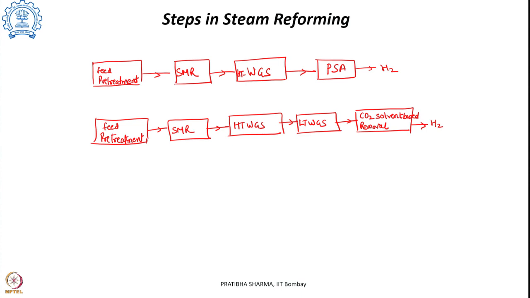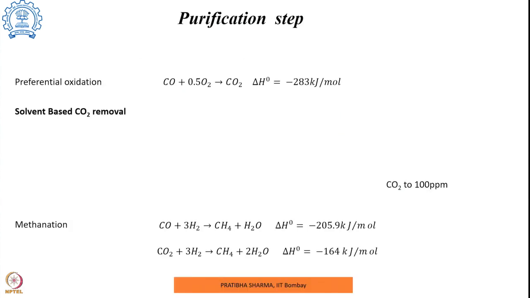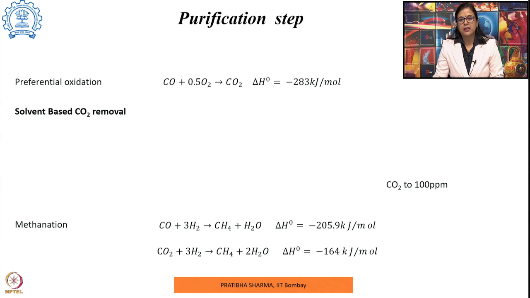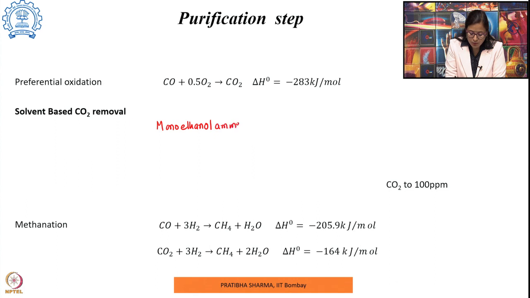So, if a solvent based carbon dioxide removal method is being used, in that case we know that from the low temperature water gas shift less than 1% of carbon monoxide is left, and that can undergo preferential oxidation to convert into carbon dioxide. Now, various solvents are being used to remove the carbon dioxide formed, and the preferable ones are monoethanolamine. This is the most widely used.